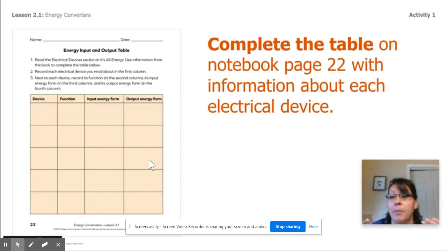So again, the light bulb, you have to plug it in, so it's using electrical energy. But the output, what it's giving us, is light. And sometimes they give off heat, right? If you touch a light bulb when it's on, you can burn yourself because it gets hot. So right here is where you're going to complete this table, and I will see you in the next activity.